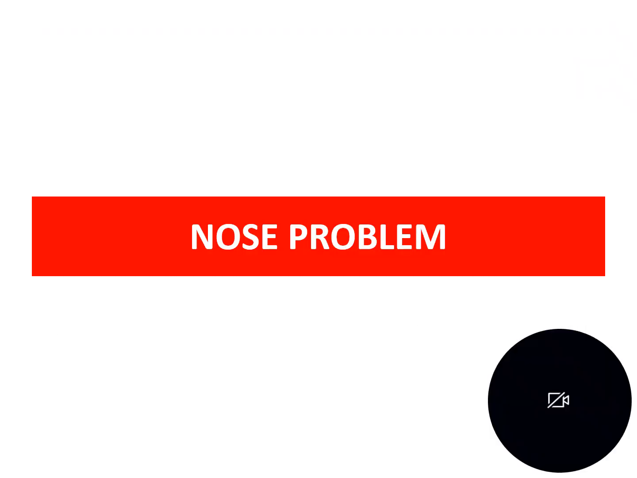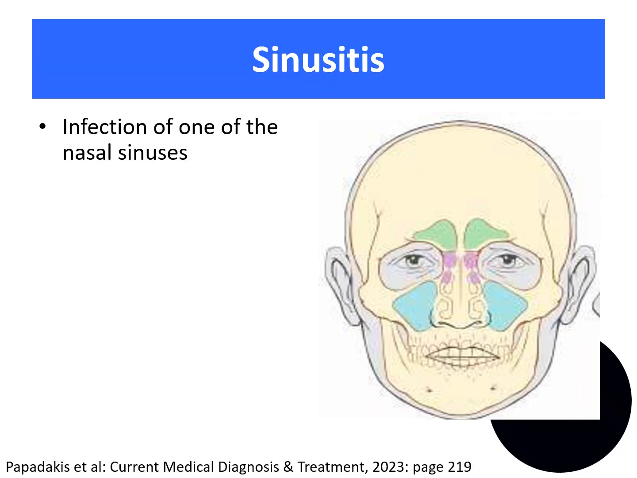Welcome back. Today we'll be covering 2 or 3 more diagnostic hubs. So we'll look at nose problems. First is sinusitis. Sinusitis is defined as an infection of one of the nasal or paranasal sinuses. It could be frontal, it could be maxillary, it could be ethmoid, and way behind the ethmoid bone, rarely it could involve the sphenoid sinus.